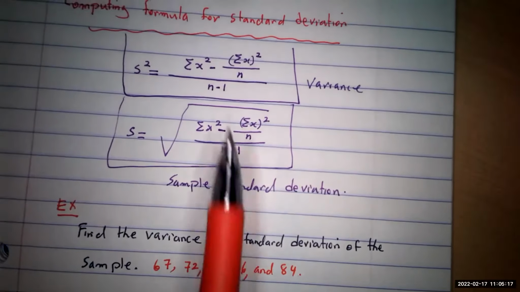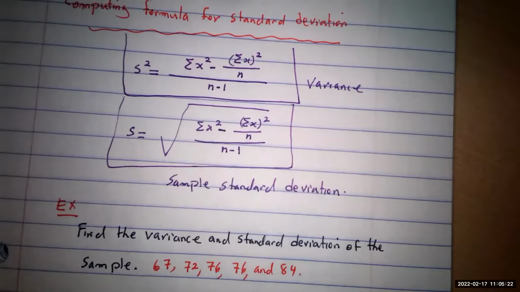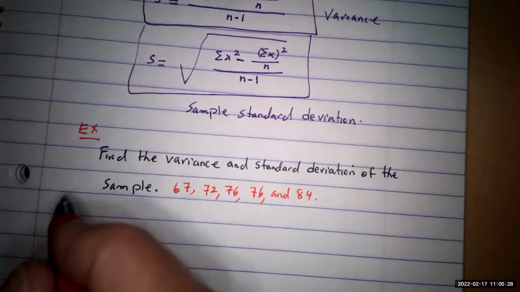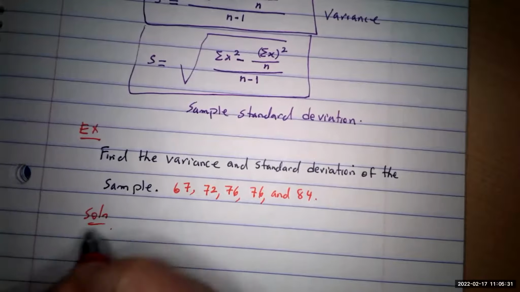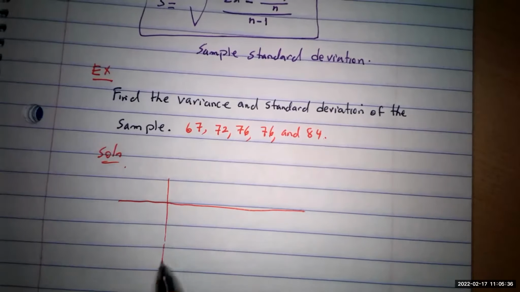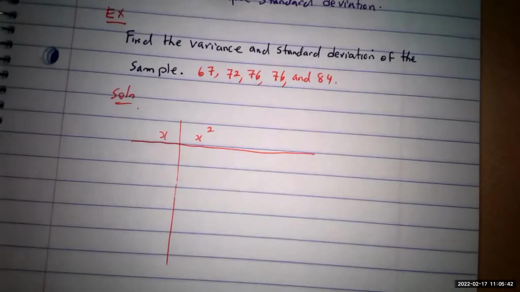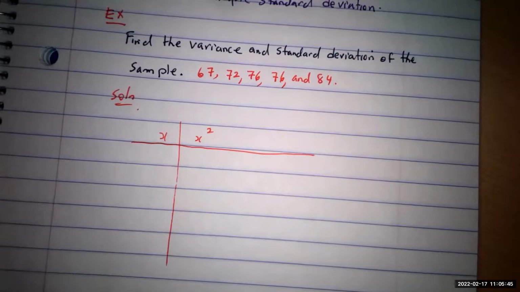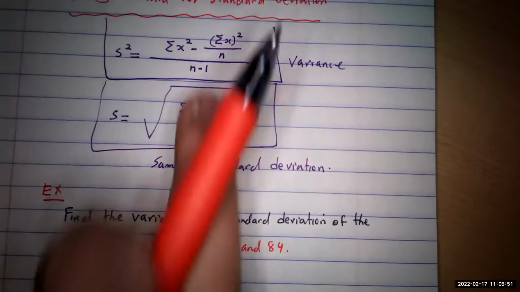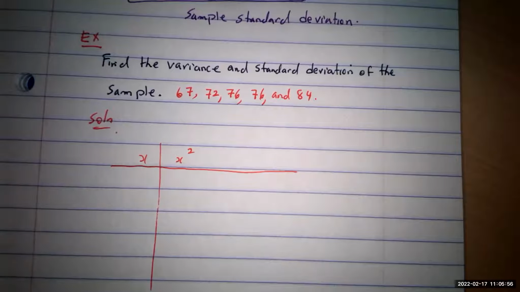You see, if you want to use this formula, look at the sigma. You need sigma x squared and sigma x. So you need only two columns, one column for the x and one column for the x squared. That's why they use this formula, which is much easier. You add these together, that gives sigma x. You add these together, that gives sigma x squared. And you substitute here, and you get your variance, and take the square root, then you'll be done.